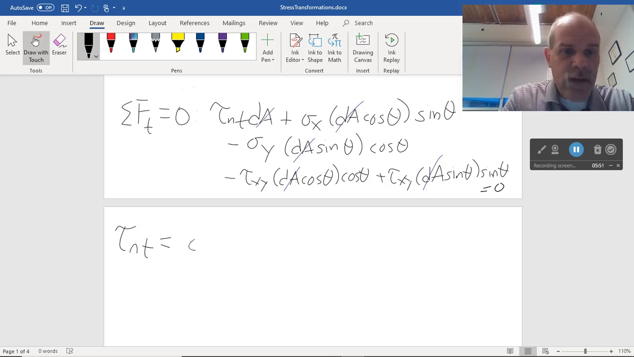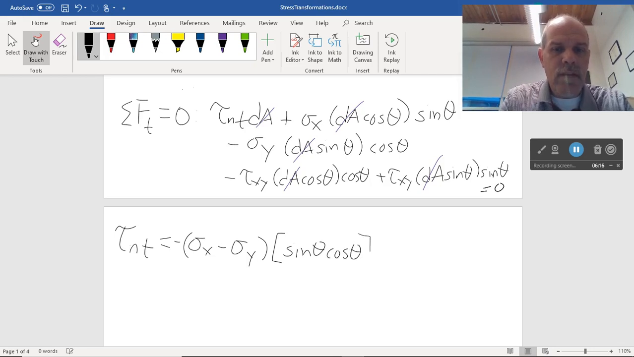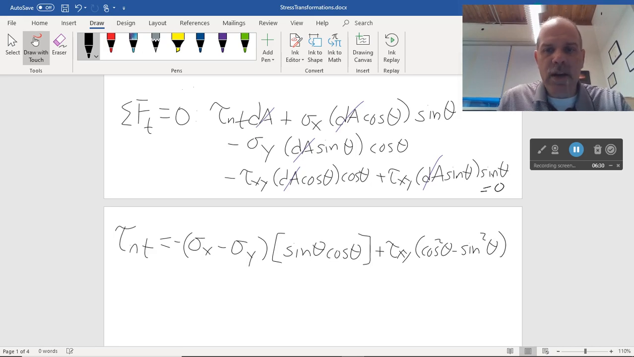Equals, well, as I said, I had sigma x minus sigma y on the left side, so I must have negative sigma x minus sigma y on the right side, which makes some sense. This plus sigma x here would turn into a minus sigma x. This minus sigma y would turn into a plus, and that's what the negative sign out front does for me. And that multiplies sine theta cosine theta. And I'm going to have plus tau xy times cosine squared theta minus sine squared theta.